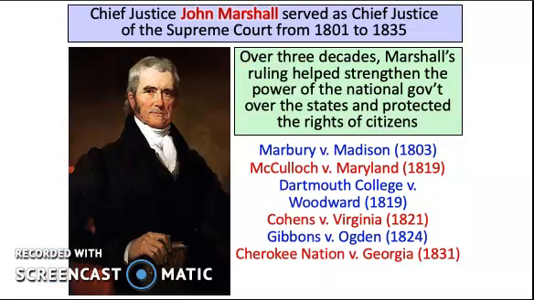And it's all organized and orchestrated by really the last Federalist on the Supreme Court, the last Federalist that has major power. And his name is John Marshall. And he serves as Chief Justice of the Supreme Court from 1801 to 1835. And he's there for three decades. He strengthens the power of the national government over the states and helps to protect the rights of citizens. He is incredibly influential.